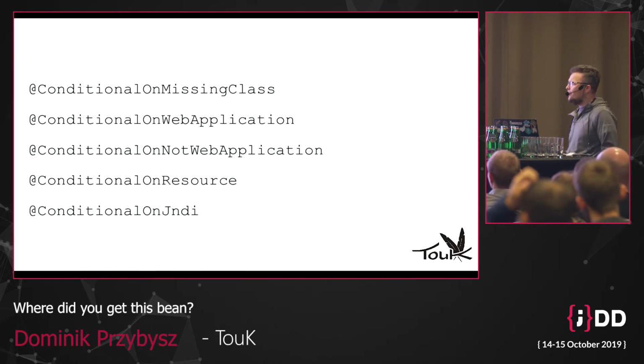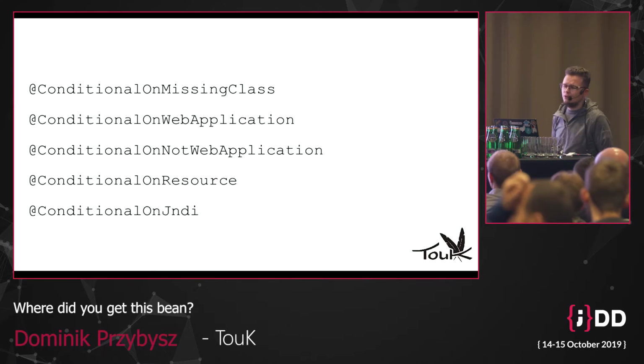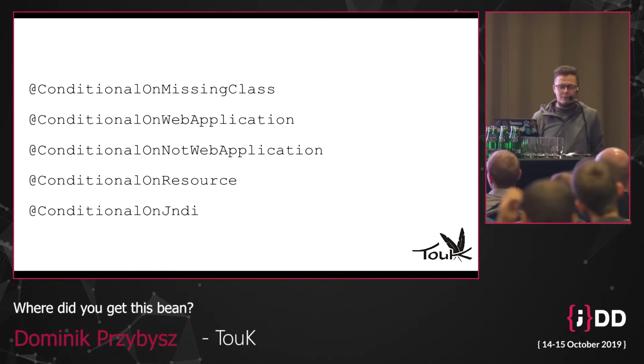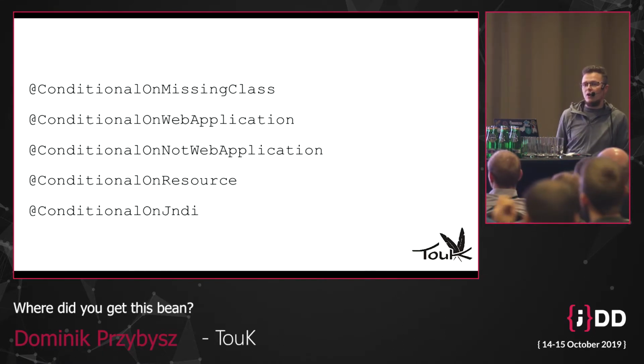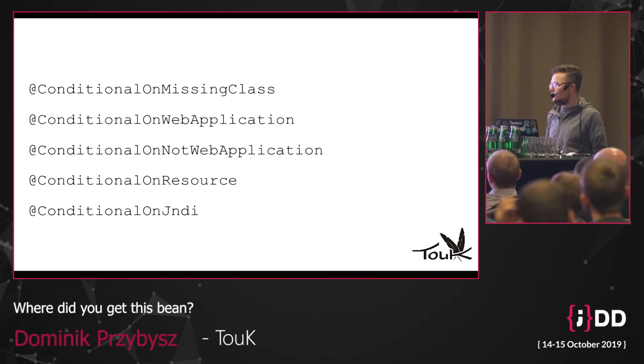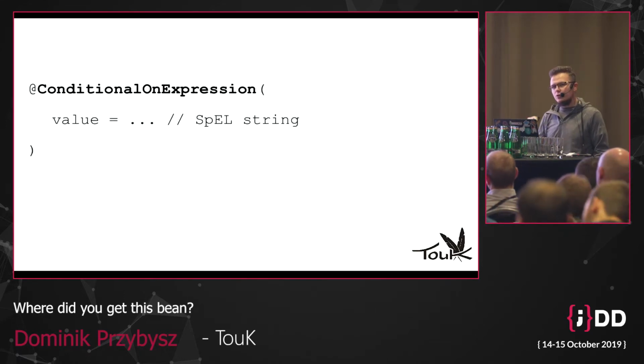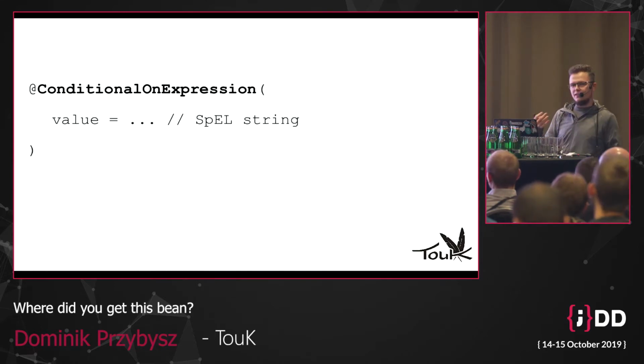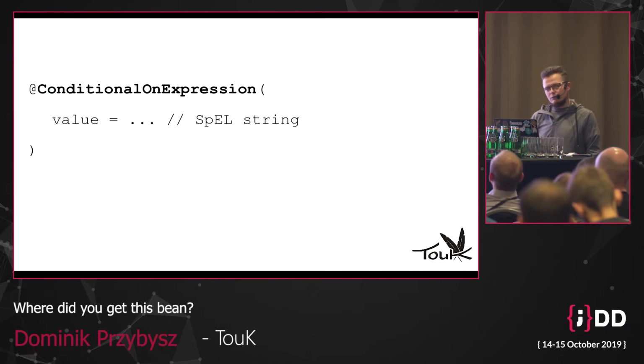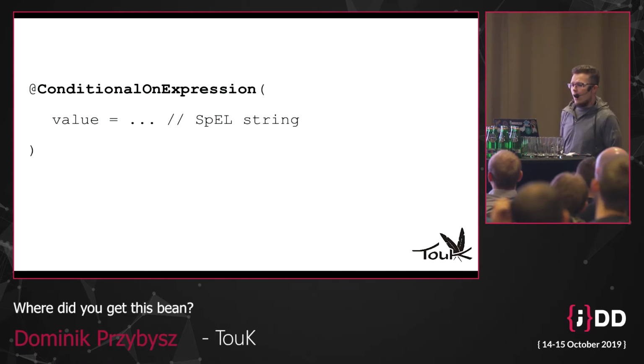There are a lot more such conditionals, some conditionals on missing class, on web application, not web application, resources, JNDI, depending where you put your application and what you have to check. But the most powerful conditional, in my opinion, is the conditional on expression, where we could define the SpEL expression in which you can access the whole context that has been already created and check, for example, what is in the environment, what beans have been already defined, and so on and so forth.